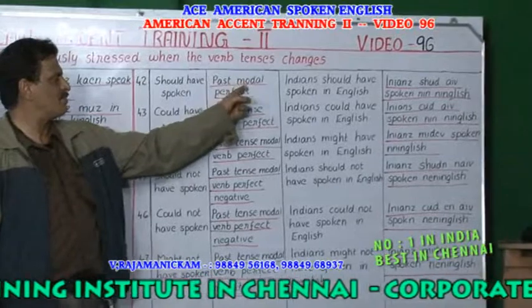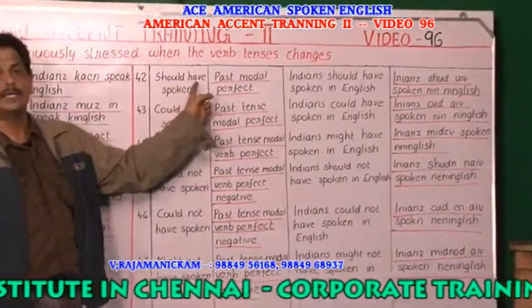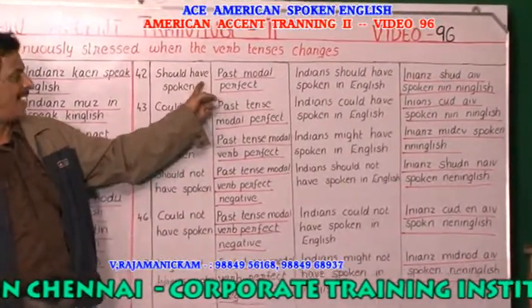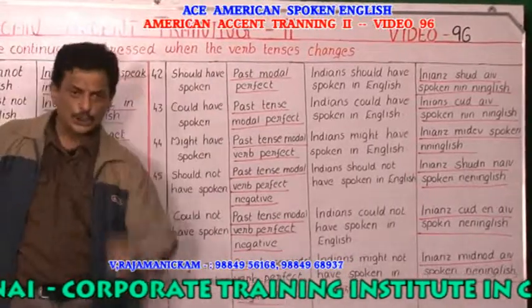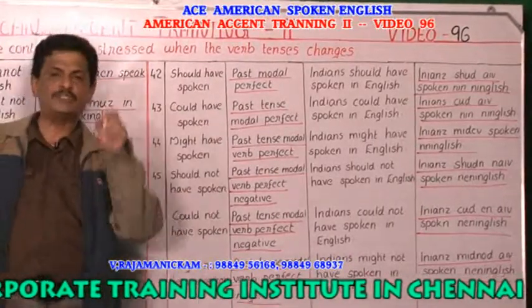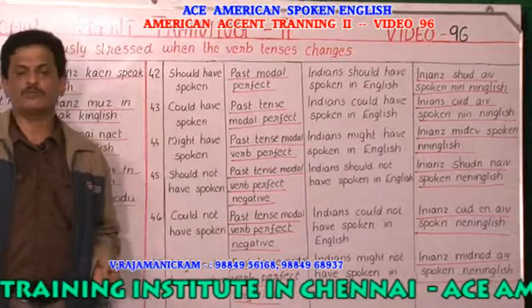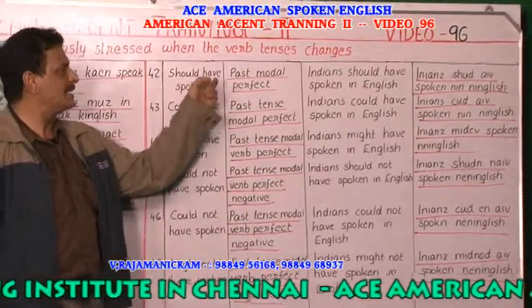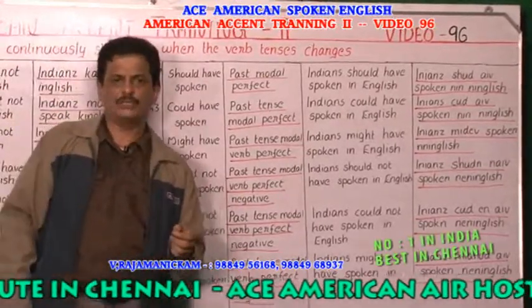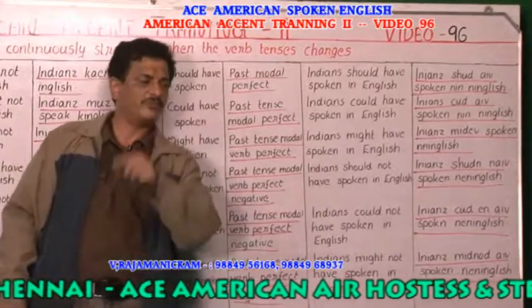So, past tense modal perfect: should. The modal verb is added with have plus past participle: should have. So in the past, you should have done it. I should have studied, I should have gone, I should have spoken. So it's the past wish, a past wish which you have not fulfilled.